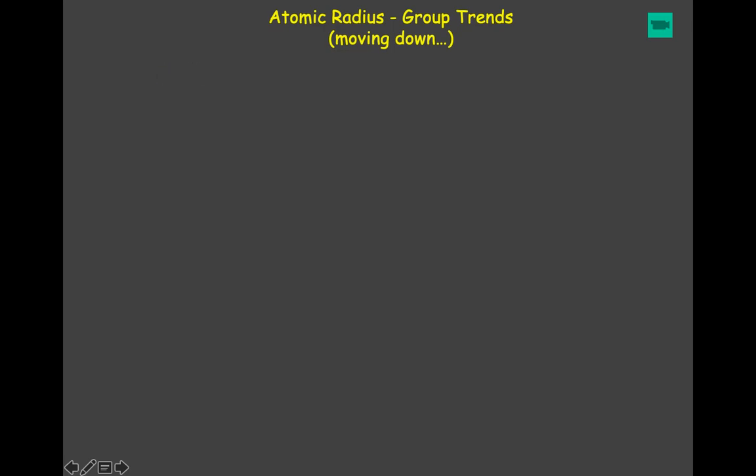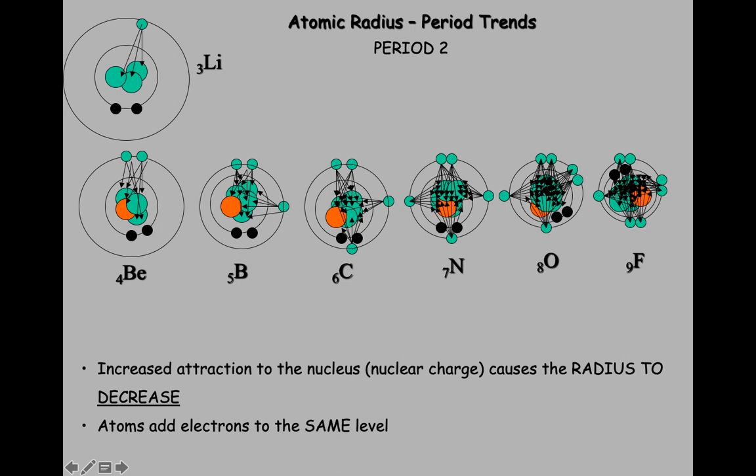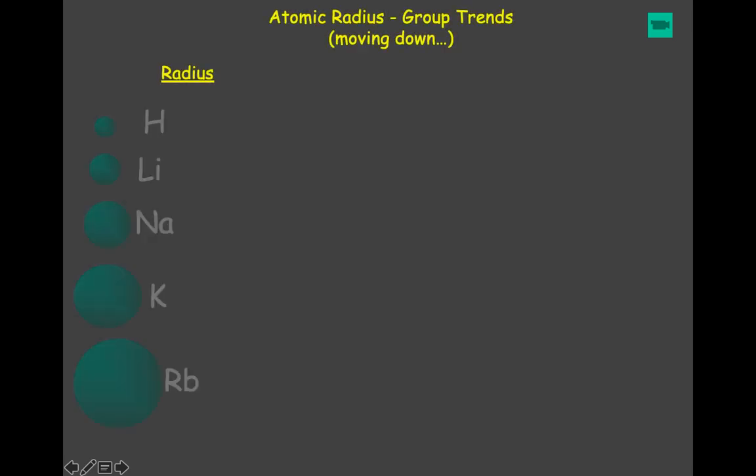So you group trends. So what happens in this case? This is your period trend. So going across the same period, you're getting that decrease in the atomic radius going across. Now, your group trends are a little different in this case, as far as you go down the table here.